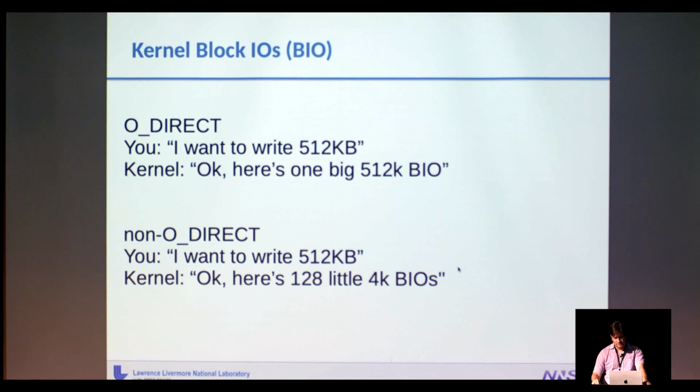What I was seeing was when you would do O_DIRECT, you'd get these nice big, half megabyte or megabyte block IOs. But if you did regular writes, so non-O_DIRECT, you get these tiny little 4K BIOs coming in, just tons of them. That makes sense because when you're doing a regular write, the kernel's going to block or cache everything in the page cache. That's why you're getting all these little 4K block IOs.